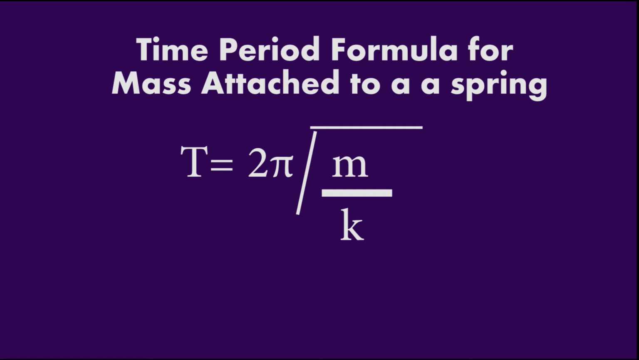We can use the following formula to find out the time period of a mass attached to a spring, where T is for time period, 2 pi is the constant, the value of pi is 3.14, m for mass, and k is for the spring constant.